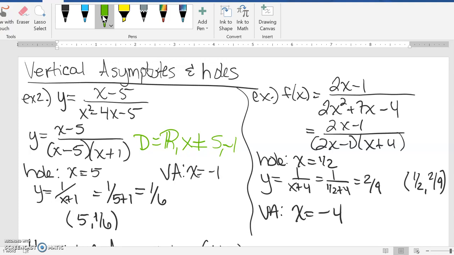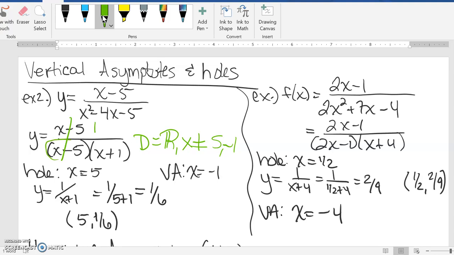So even though I'm going to cancel this factor out and be left with a 1 on top, I'm not going to do anything with that 5. I'm going to include it though in the value that I'm going to throw out from the domain. Okay, so there's your domain. And then the function that you have left is 1 over x plus 1.